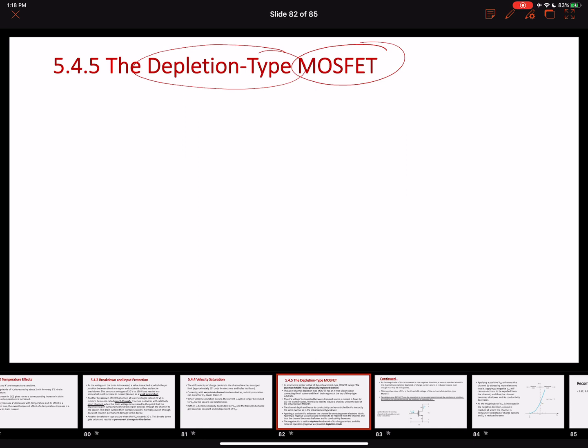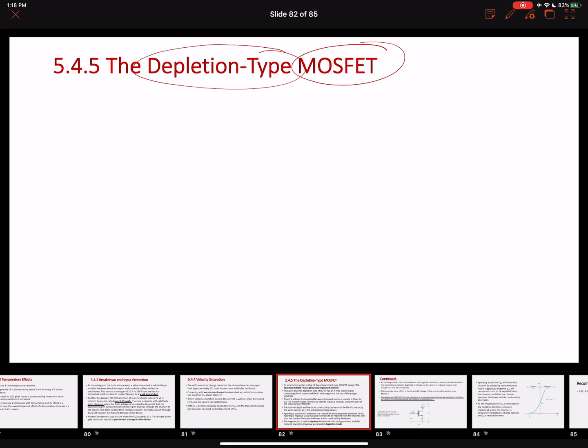Now we're going to talk about a depletion type MOSFET. In a depletion type MOSFET, we do not induce a channel. The channel is physically implanted there. Assume that the channel is already there, right? And if the channel is already there in a MOSFET, then we don't need a VGS for the drain current to flow, because in the other case we initially apply the VGS.